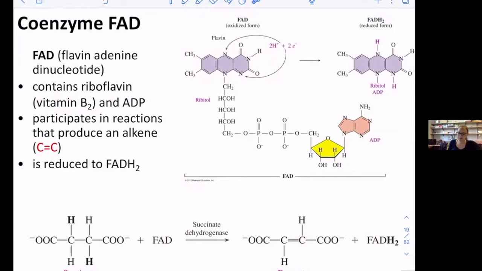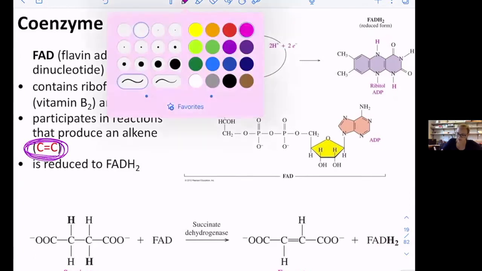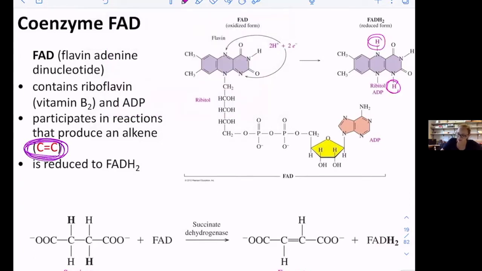It does the same kind of thing where it accepts 2 hydrogens and 2 electrons, specifically in the processes that form carbon-carbon double bonds. In this case, you see these arrows here. One hydrogen goes onto here, one hydrogen goes onto this guy. Let's circle them in a different color. We'll add these hydrogens on. You also see the double bonds move around a little bit. But again, FAD is going to accept these two hydrogens specifically in reactions to make carbon-carbon double bonds. And then we call that FADH2 in its reduced form, FADH2.